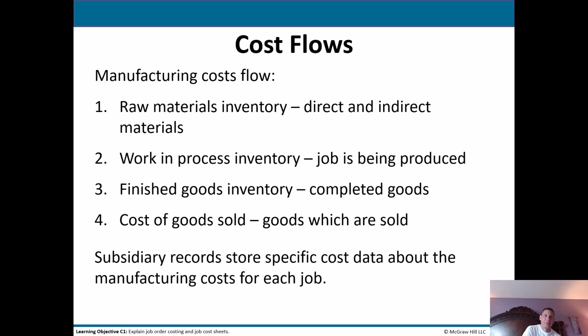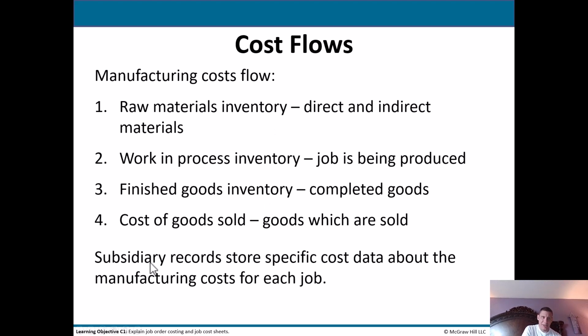So, manufacturing cost flows. Number one, raw materials inventory. Think about the storeroom, the stock room where they store all the raw materials before they're issued out into production. That's where we're going to keep our direct and indirect materials. Number two, work in process inventory. Again, think of this as the assembly line. The job is currently being produced. Number three, finished goods inventory. That's where the goods are completed. Again, think about that like the warehouse, like I was just saying. And then number four, cost of goods sold. The goods that we've now sold, we've now got revenue to match that cost against, so that cost is transferred to cost of goods sold.